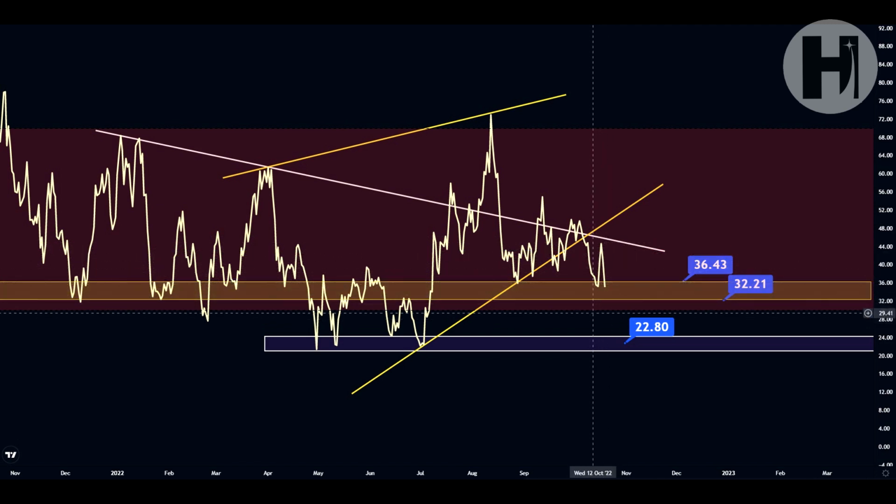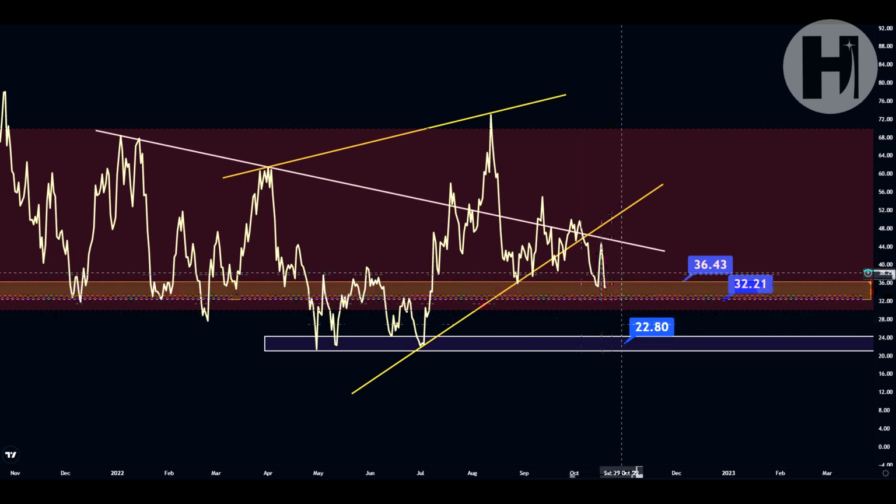So I would be on the lookout for a potential capitulation for crypto at the beginning of November, because we have another FOMC meeting happening very soon. I think November 2nd or 3rd. And I think we're going to get another 75 basis points interest rate hike.